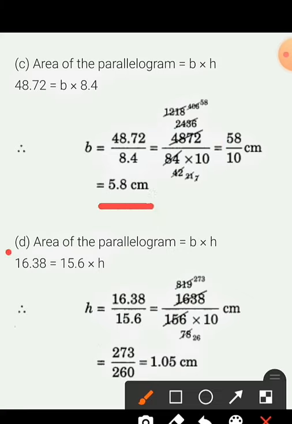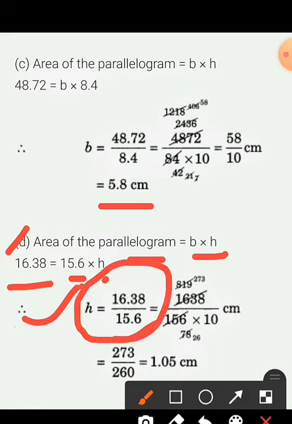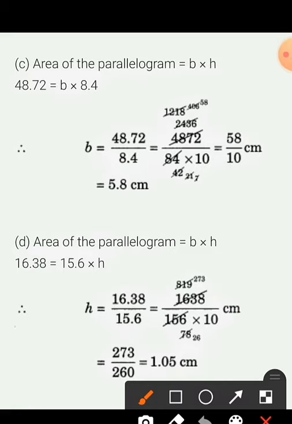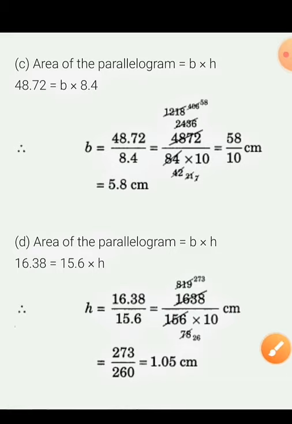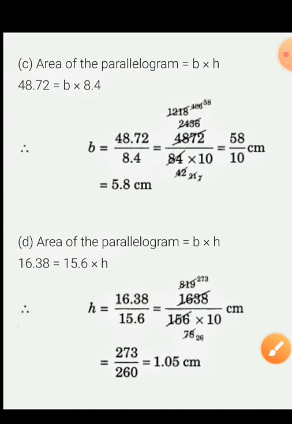Now this is the last question, D. Again, area of parallelogram, base into height. Area is given 16.38 and base is given 15.6 into height. Again this 15.6 we have to take in the denominator. Again decimal is given in both the numbers, here also and here also. So same procedure, we have to remove the decimal point and we take 100 in place of this and 10 in place of this. So again 10 will be cancelled and this 10 will be left below.